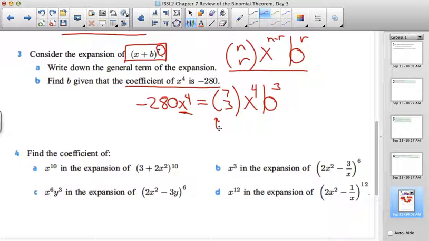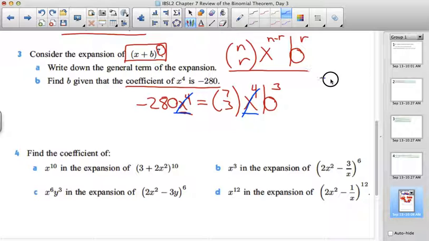So now we can solve this. Since both of these have an x to the 4th, we can cancel those out, because really all we're concerned with is this coefficient, negative 280, and that's going to equal 7 choose 3 b cubed.